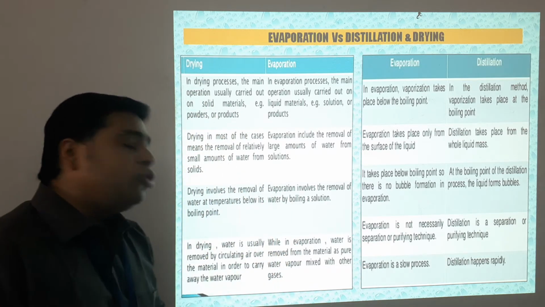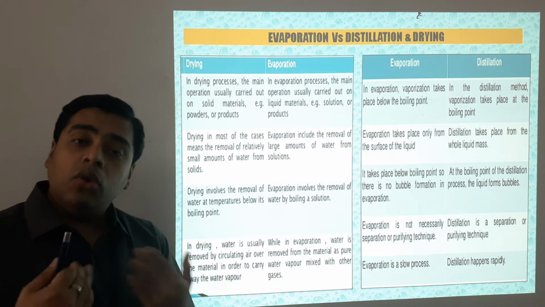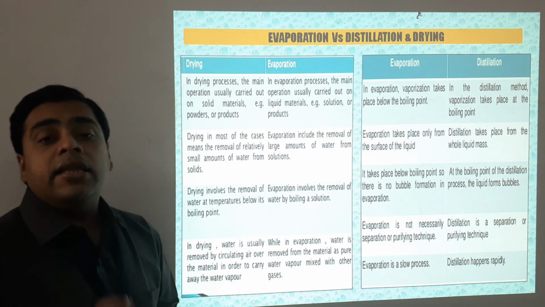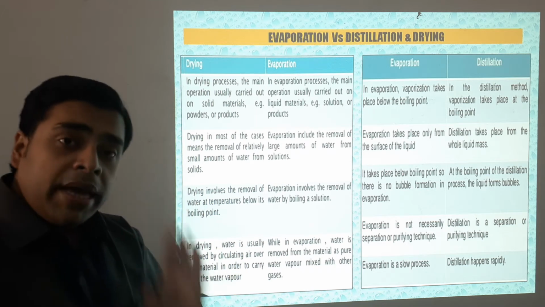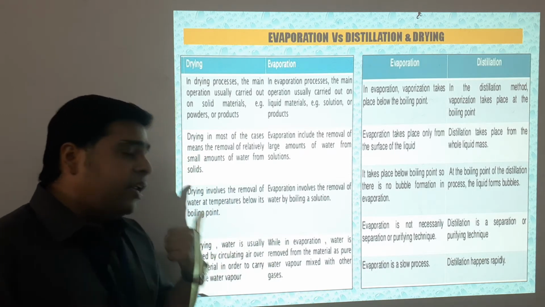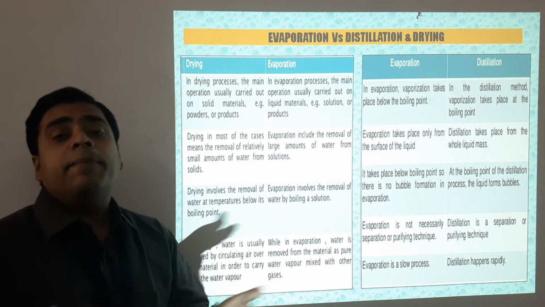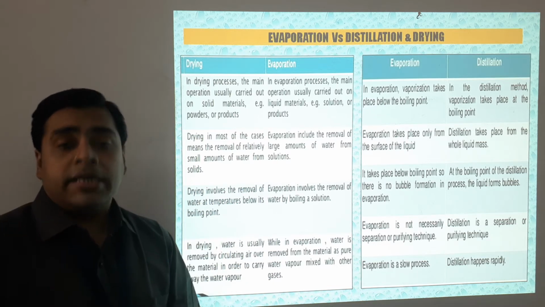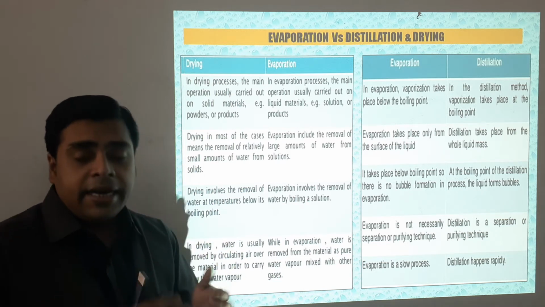In drying, water is usually removed by circulating air over the material. We have already studied drying. So in the drying process, the water is usually removed by circulating hot air over the solid, in order to make sure that the solid gets rid of the moisture. Whereas in evaporation, water is removed from the material as pure water vapor mixed with other gases. So simply it is a vaporization process. We heat it and vapors are formed, and that's how the vapors get removed and the solution, the material, gets concentrated.